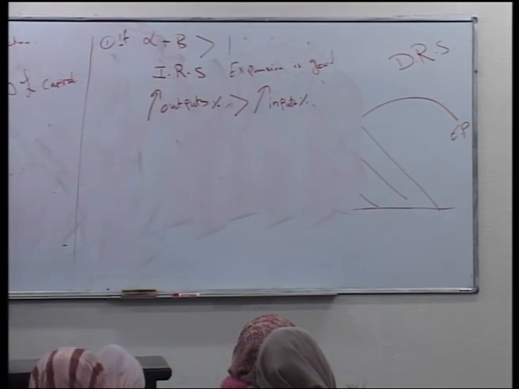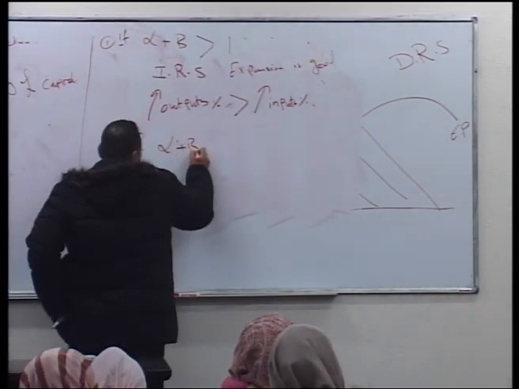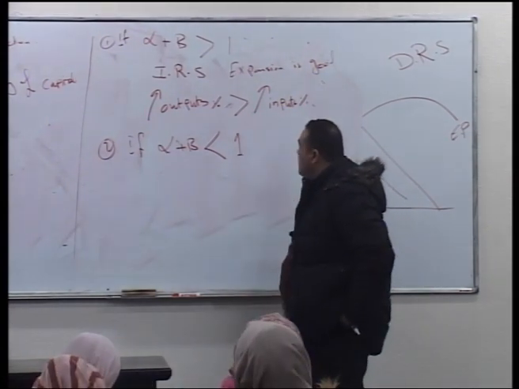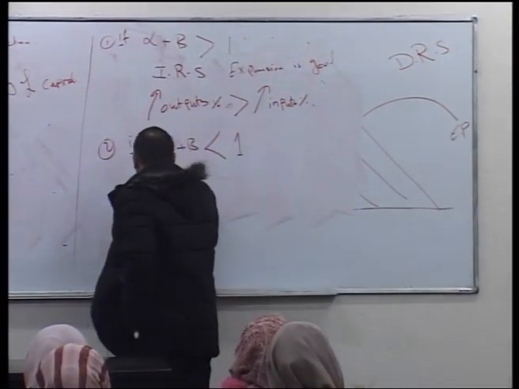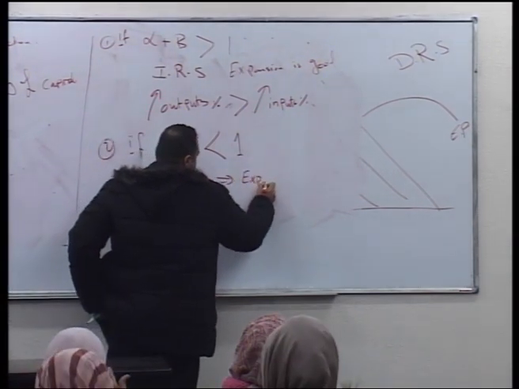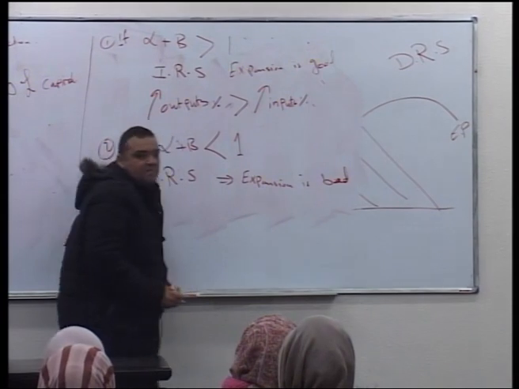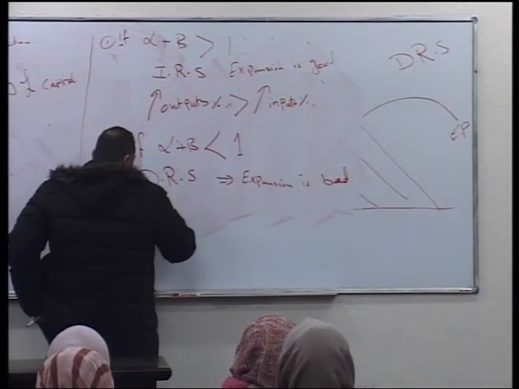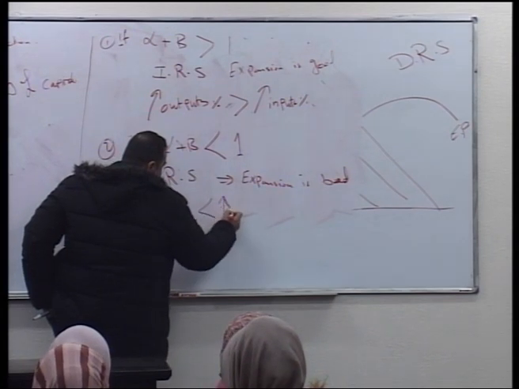Number 2, if alpha plus beta summation is less than 1, we have decreasing returns to scale and the expansion is bad. Decreasing returns to scale and the expansion is bad or has negative impacts on the company or the business, right? So the percentage increase in outputs here is less than the percentage change in inputs.